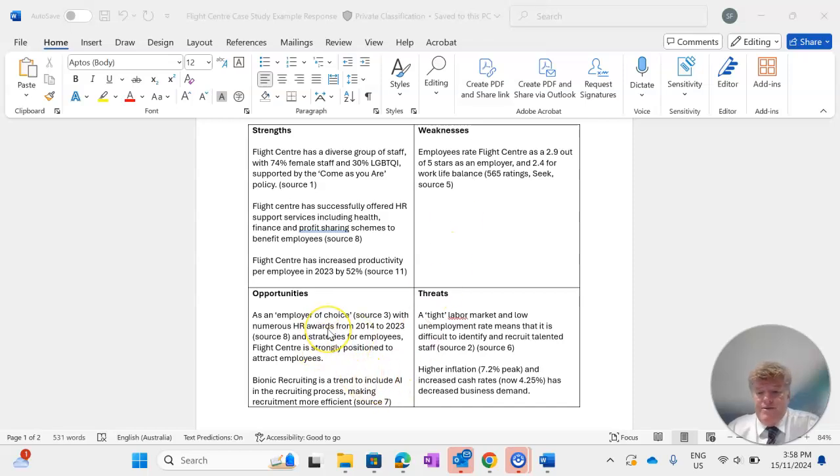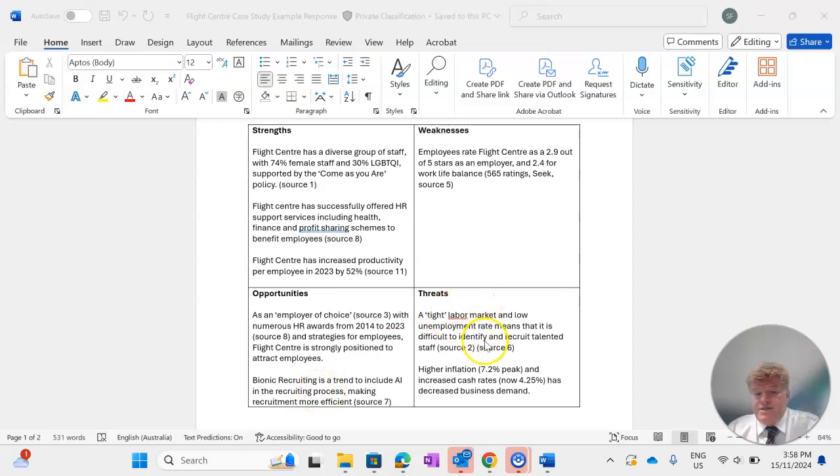Opportunities. So now in the marketplace of finding employers, they can consider themselves an employer of choice. That may help them attract staff. And there's an article about using AI in recruiting. So technology is always one of those things that fits into an opportunity.